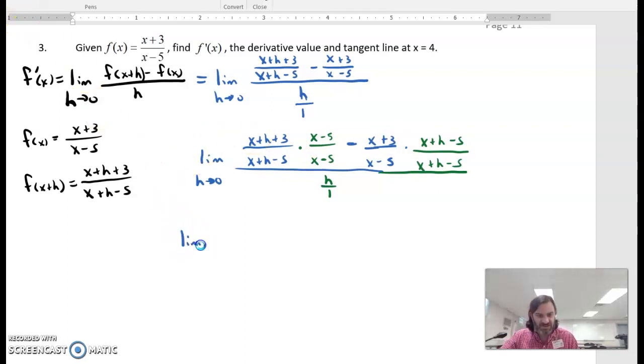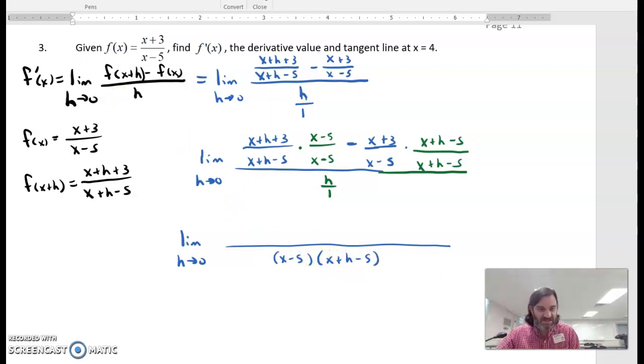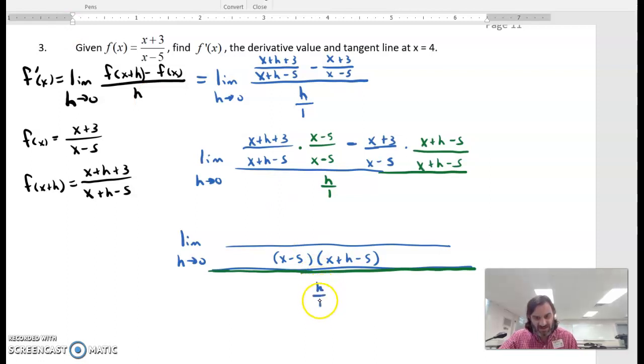Push, push, push. Limit as h approaches 0. It's going to have a big fraction up top, and that fraction is going to have one common denominator of x minus 5 times x plus h minus 5. And then it's going to be all over another fraction that is h over 1. We'll make this line very heavy. So now we really have to work on the numerator of the numerator.